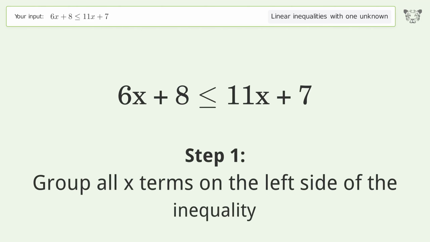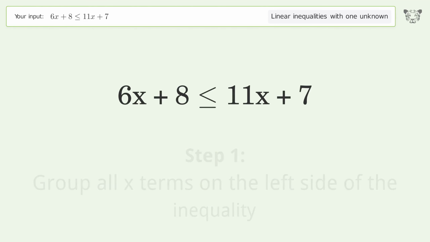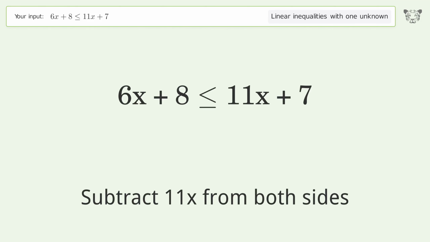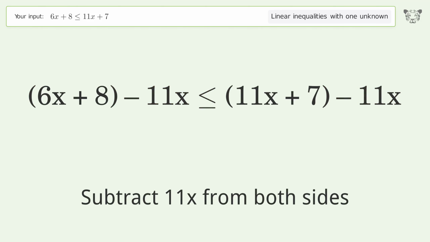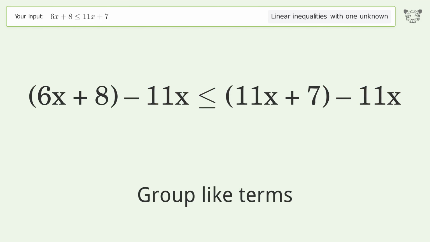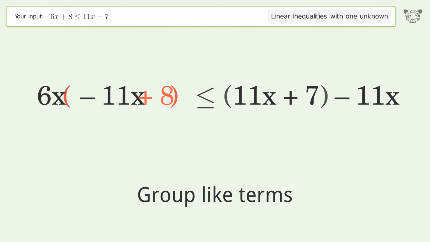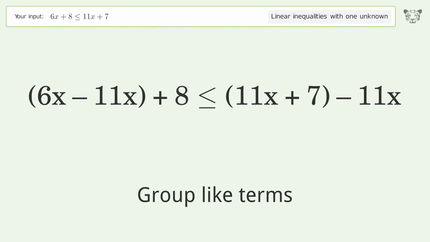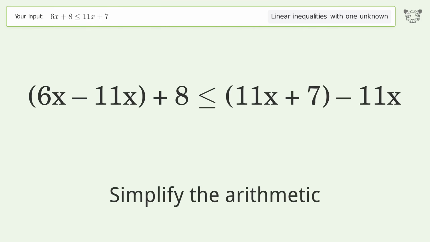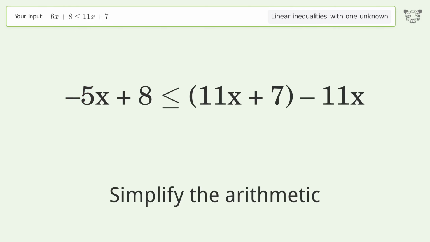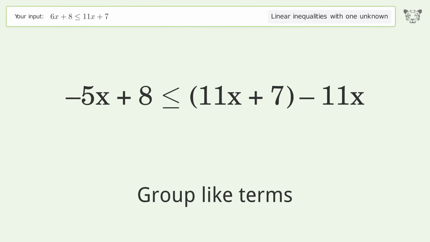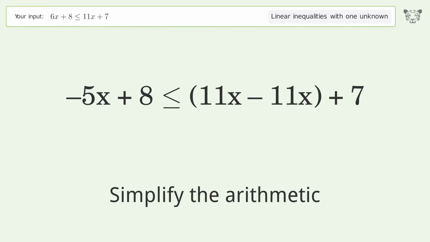Group all x terms on the left side of the inequality. Subtract 11x from both sides. Group like terms. Simplify the arithmetic. Group like terms. Simplify the arithmetic.